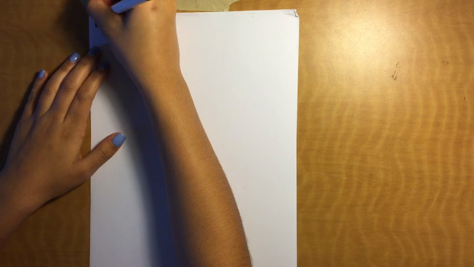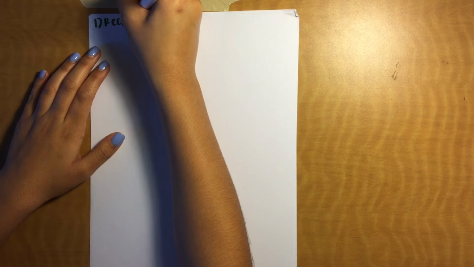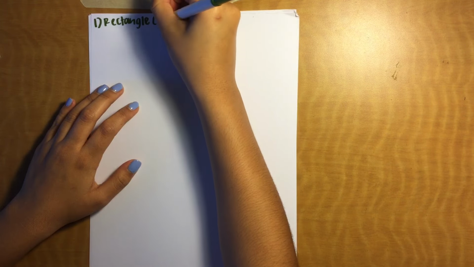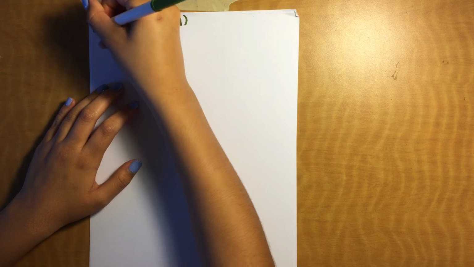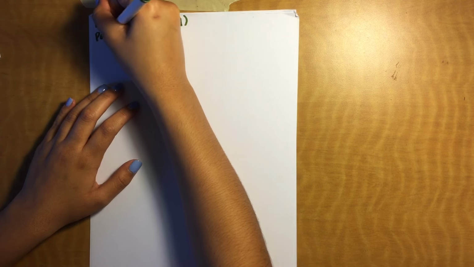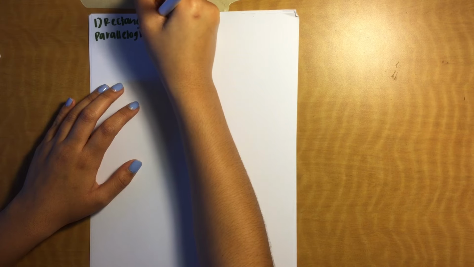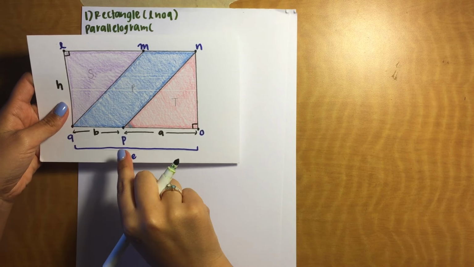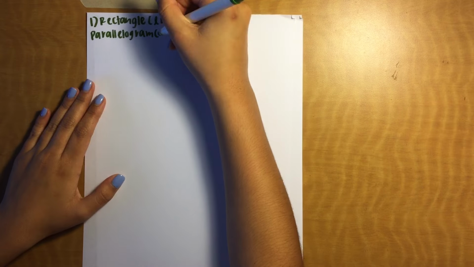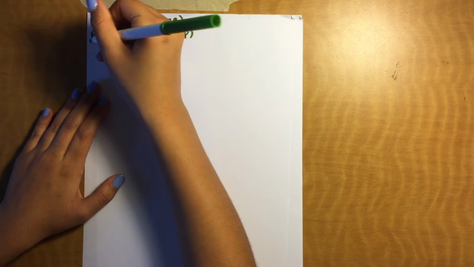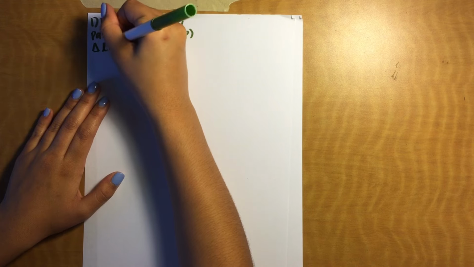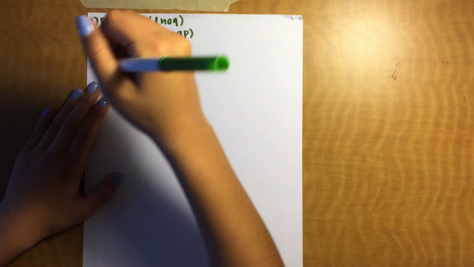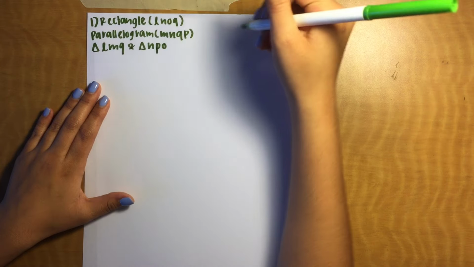So first we're given rectangle LNOQ, which is made up of parallelogram MNQP, which is made up of triangle LMQ and triangle NPO. This is all given.